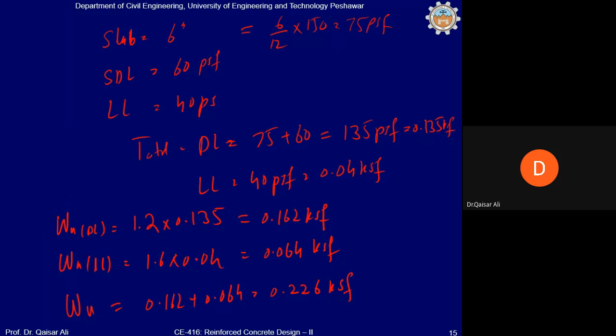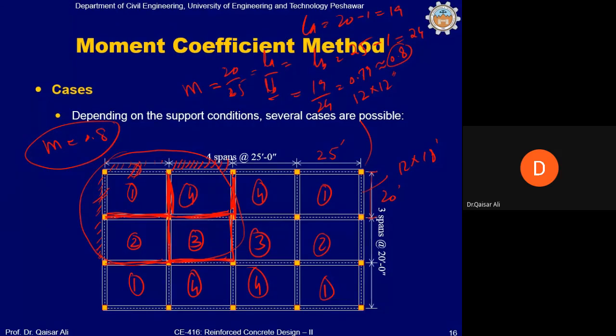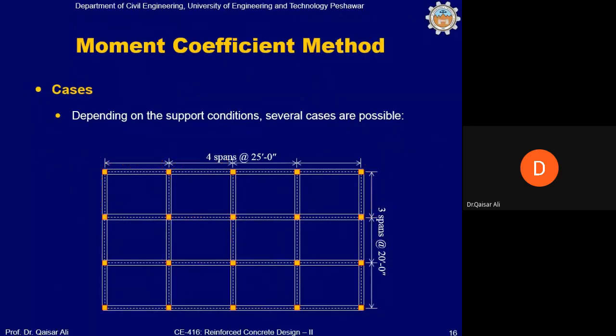Now, first of all, we will calculate the m value, which is equal to 0.8 in this case, and then we will decide about the case. For example, we are analyzing panel 1. So first of all, focus on this panel 1. Okay, हम इसको एनालाइज करते हैं, इसको जरा गौर से देखें. सही, we are analyzing this panel 1. M is equal to 0.8.